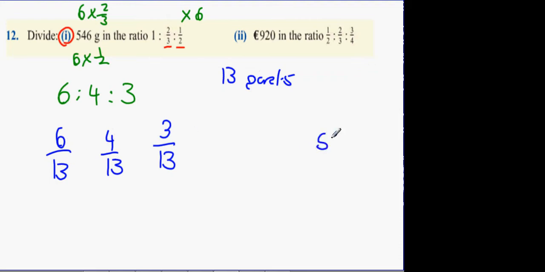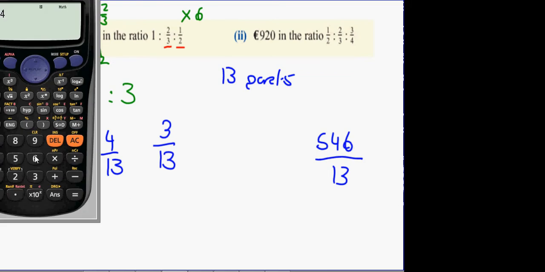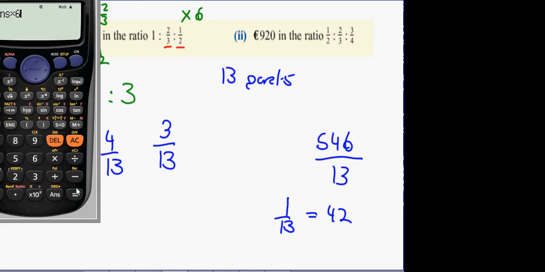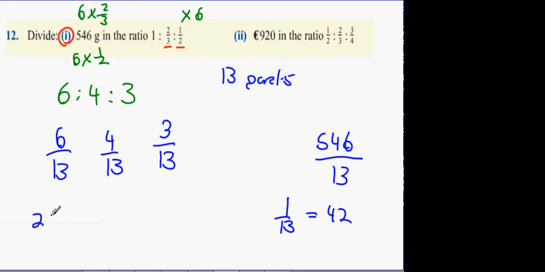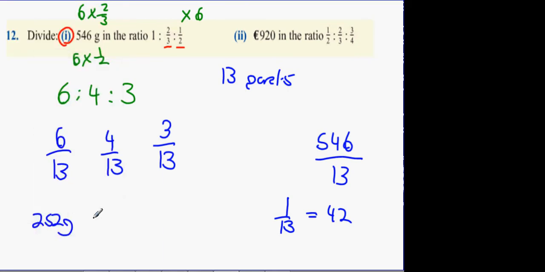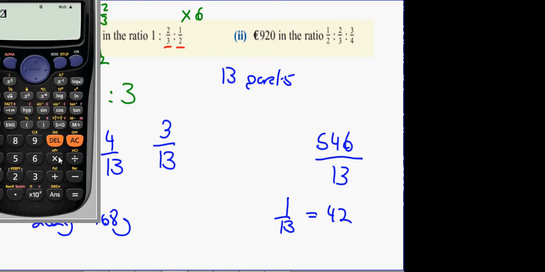What you need to do now is divide 546 by 13 and tell me what you get. 42. So look guys, 1/13 equals 42. What you next have to find out is what is 6/13. 42 multiplied by 6 is 252 grams. The next one is going to be multiplied by 4, which is 168 grams.